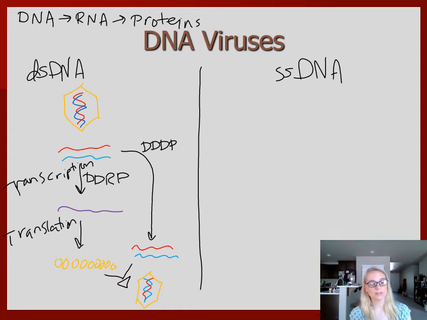This is our double-stranded DNA. Herpes virus is an example of a double-stranded DNA molecule. If it's got an envelope, it will bud off. If it doesn't, it will just lyse out of the cell. Okay? So it's our double-stranded DNA virus.